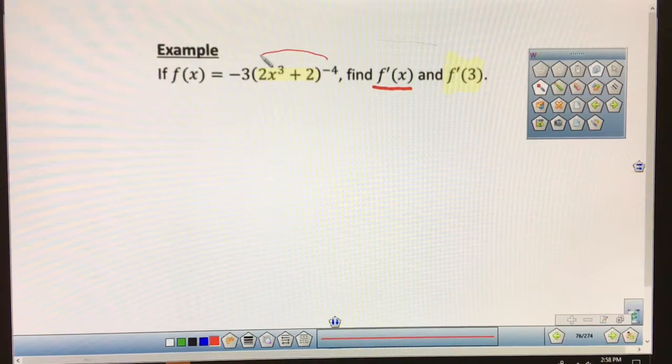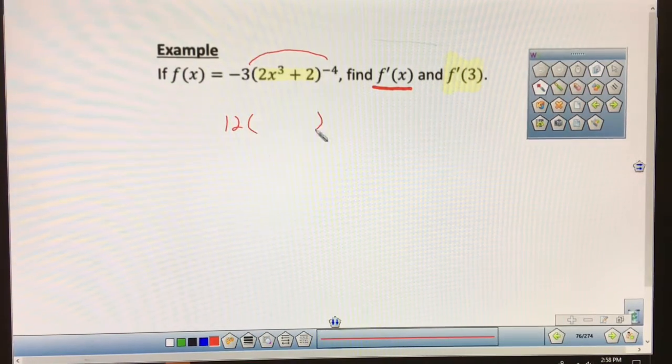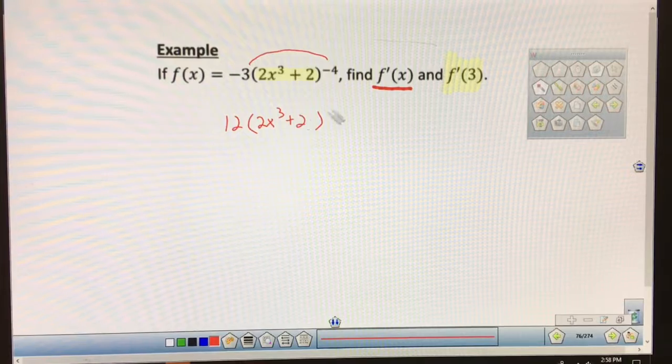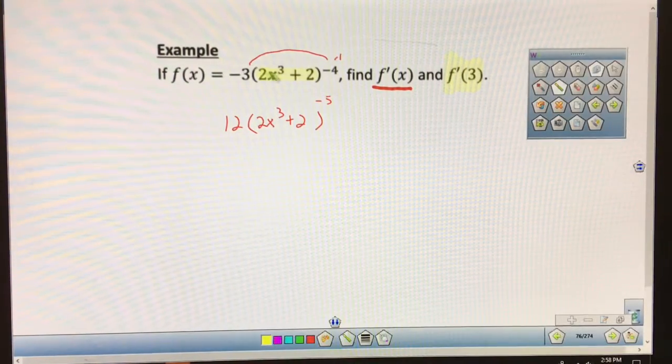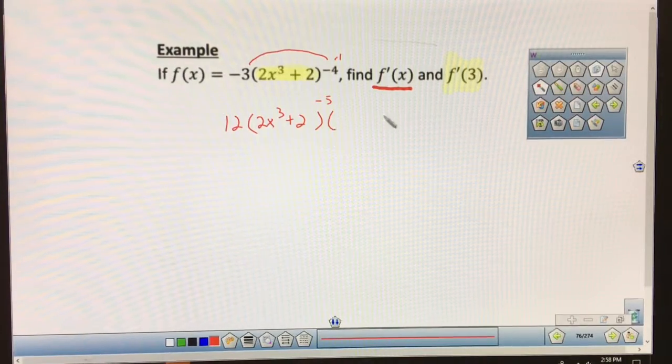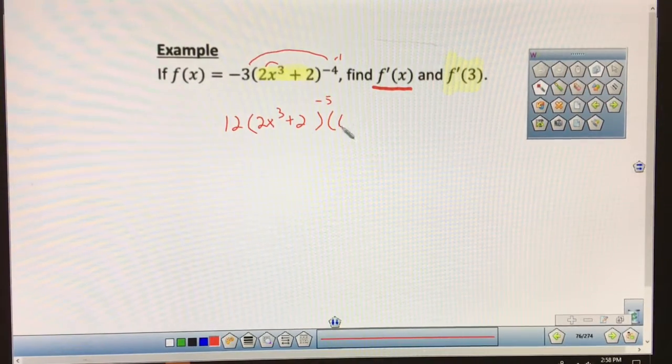So I'm going to do the power rule. So it's going to give me 12 times that yellow quantity, 2x cubed plus 2. Then I have to subtract one from that. That's going to be to the negative fifth. Then I have to come back and take the derivative of the guts, and just throw that behind it or in front of it, it doesn't matter. The derivative of the guts is going to be 6x squared.